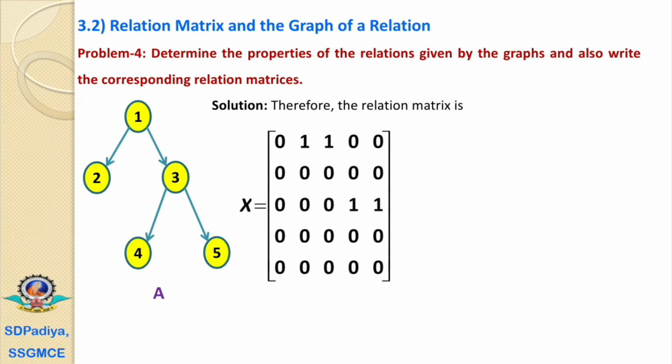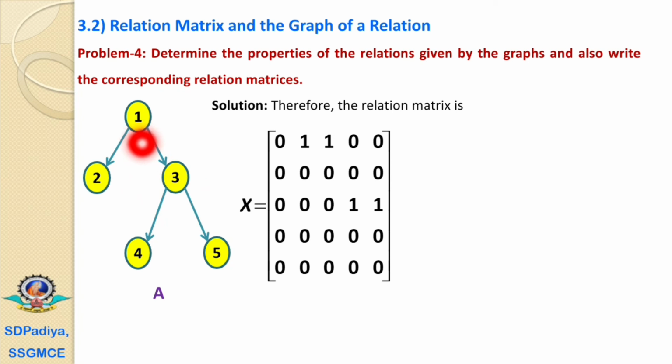Now how to define the properties? The first, is it reflexive? Then obviously not, because any node is not having the relation with itself. Okay. Is it symmetric? Then no, because 1 has a relation to 2, but 2 is not having the relation with 1. 1 has a relation with 3, then 3 is not having the relation with 1. That's why it is not symmetric.